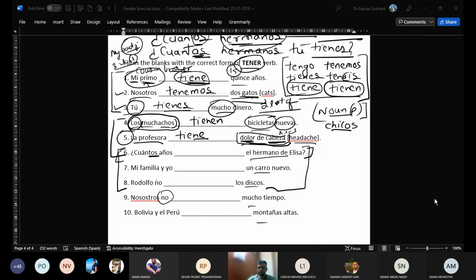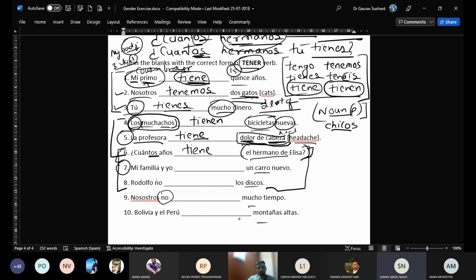Samar Abbas? Yes, sir. 6, 7, and 8. So 6 will be ¿Cuántos años tiene el hermano de Elisa? It will be tiene, exactly. So this is the subject. According to this, we are using it. El hermano de Elisa, what did you understand? So Elisa's brother. How old is Elisa's brother? Very good.